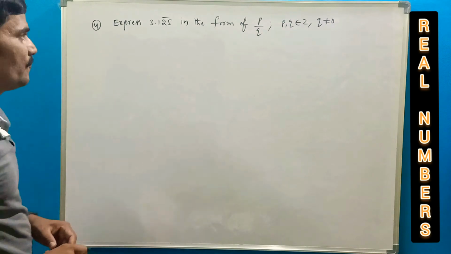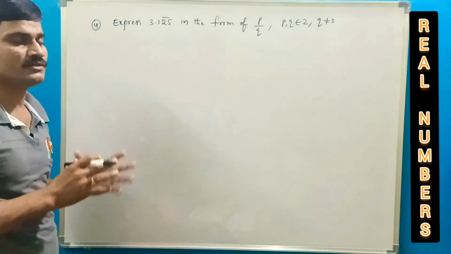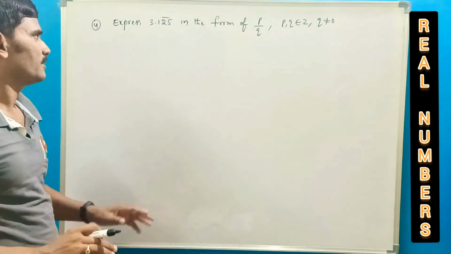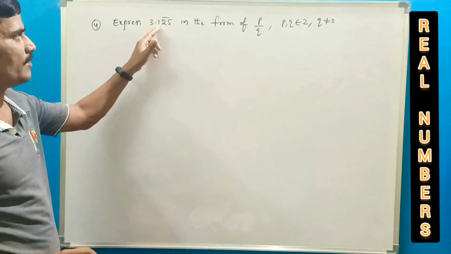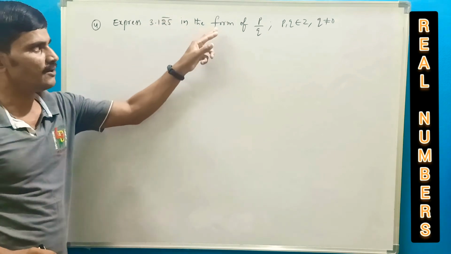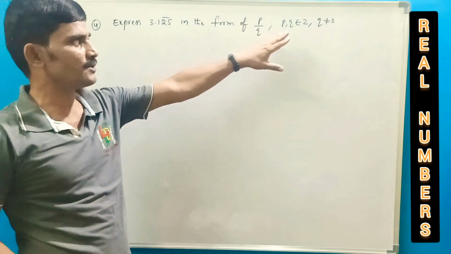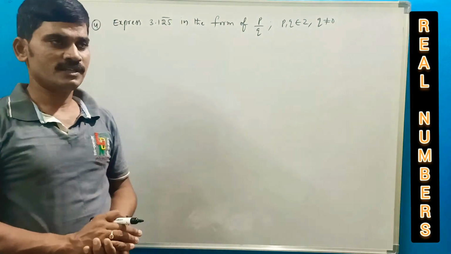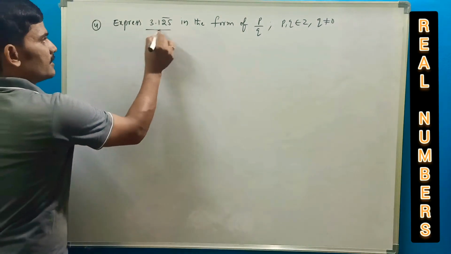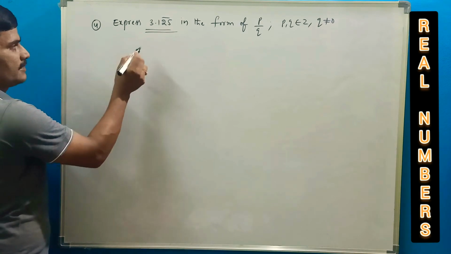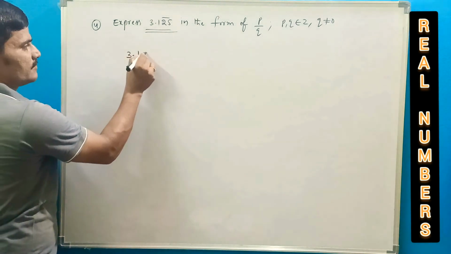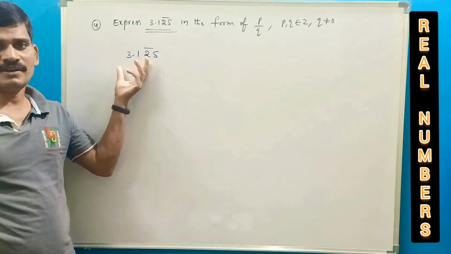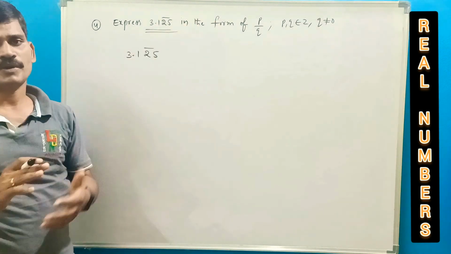Let us go for the last question, which is also important from the exam point of view, whether it may be 1 mark or half mark. Express 3.125 bar in the form of p by q, where p, q belong to Z, that is integers, and q is not equal to 0. Given that 3.125 bar is a rational number which can be converted into p by q form.